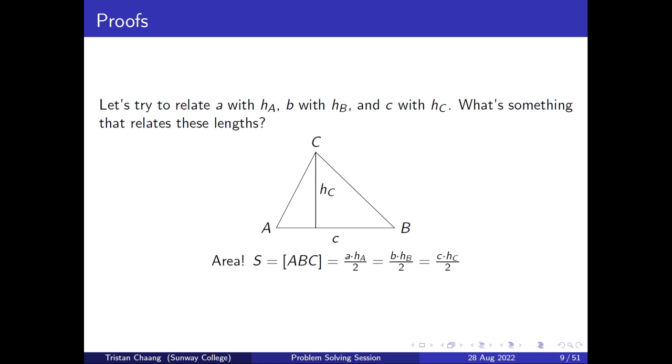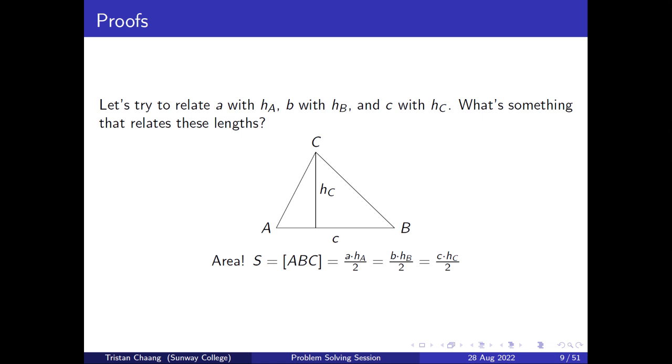So we can write a times the altitude at A over 2. I mean, the over 2 doesn't really matter. a times h_a equals b times h_b equals c times h_c, right? So each side and its altitude should be in this inverse relationship. And so the original problem statement should be clearer now.